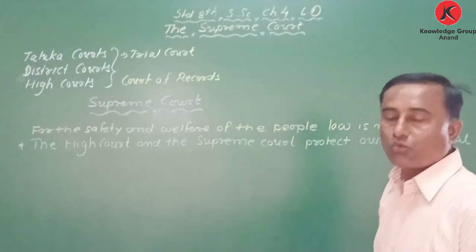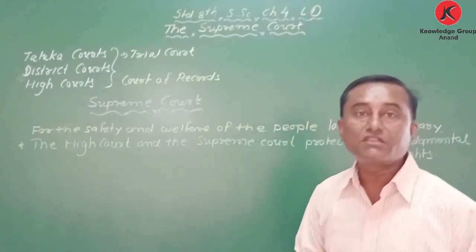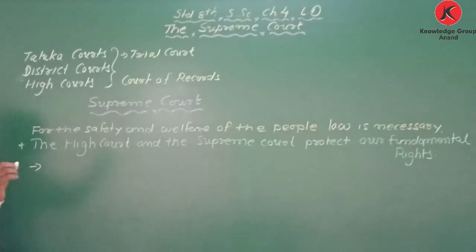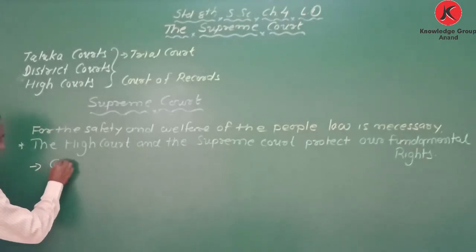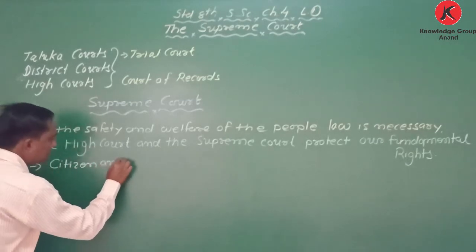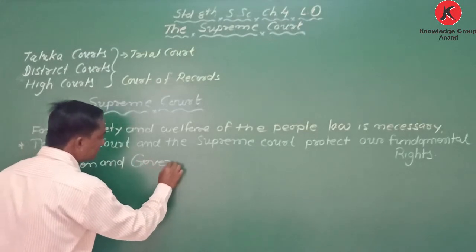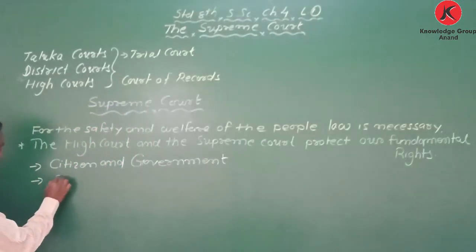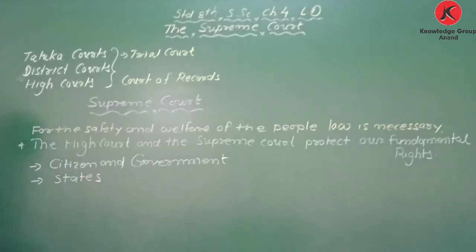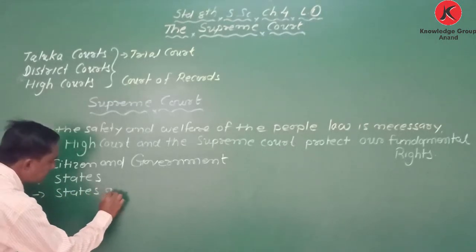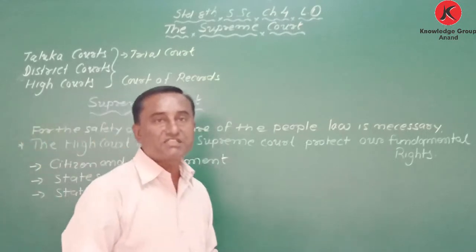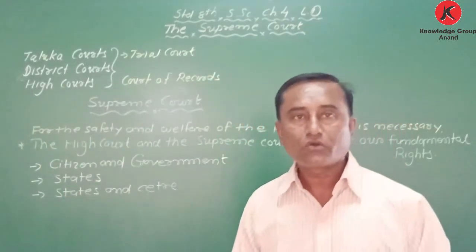Got it? Now, who can appeal in the Supreme Court? First one, citizen and government. They also, states. Then the third one, states and center. They can appeal. If these things are there, they can go to the Supreme Court. Got it, my dear students?